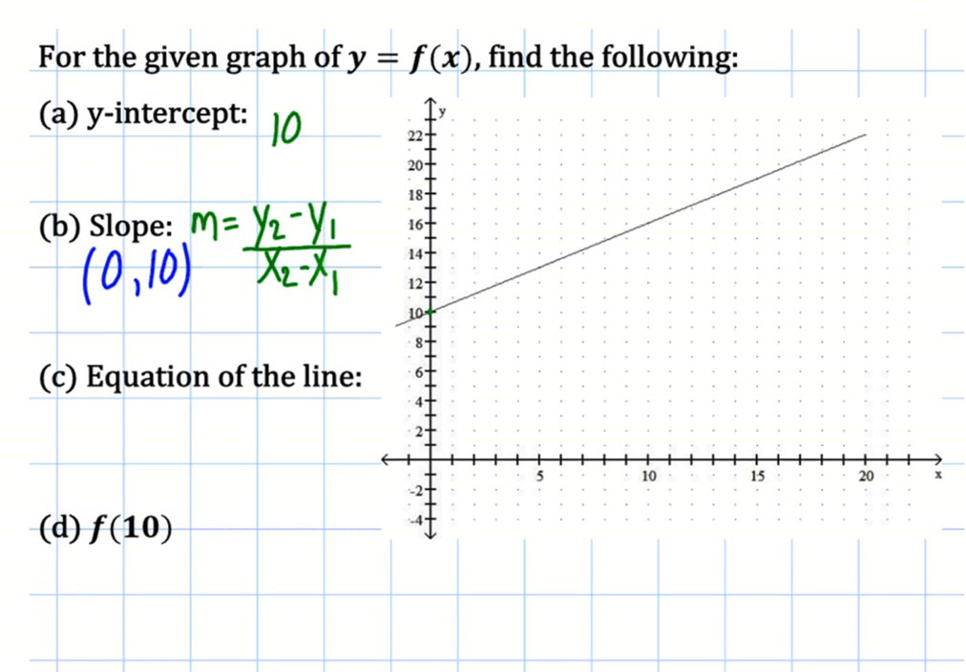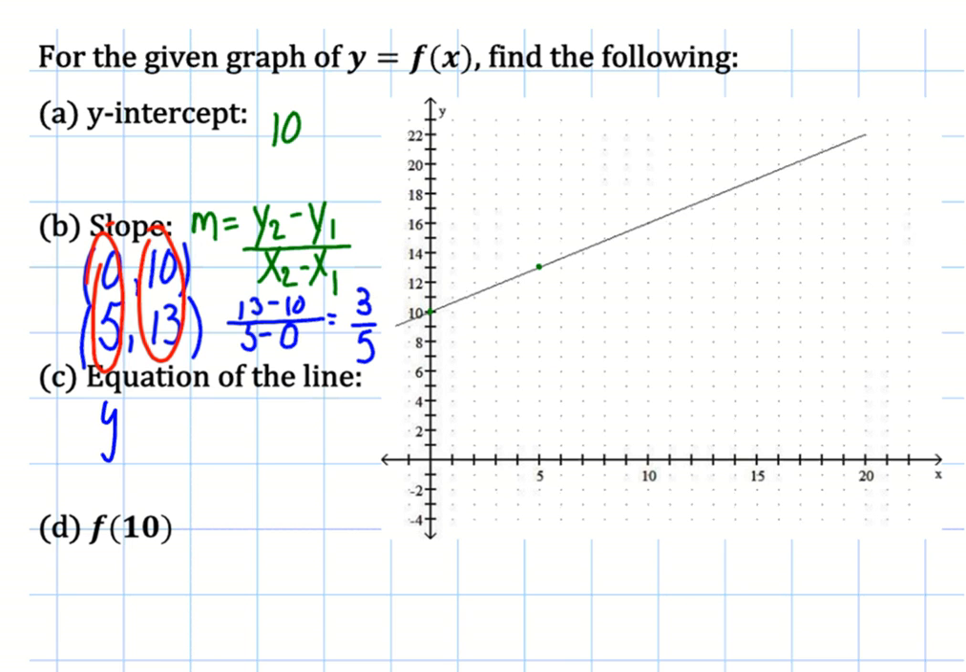Remember, I'm going to look for one that's on the grid. So let's look at 5, and that looks like about 13. So here we are, (5, 13). You can just plug it in, but I like doing this, so if you want to just plug in the formula, that's fine. So that would be 13 minus 10 over 5 minus 0. We will have 3 over 5 as our slope.